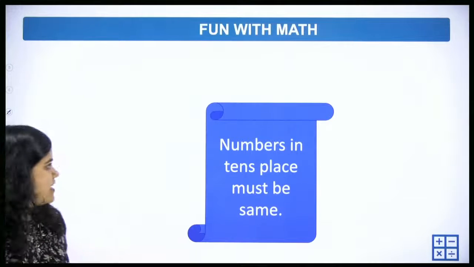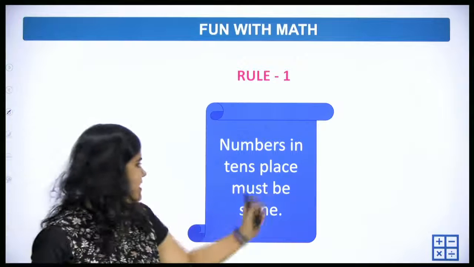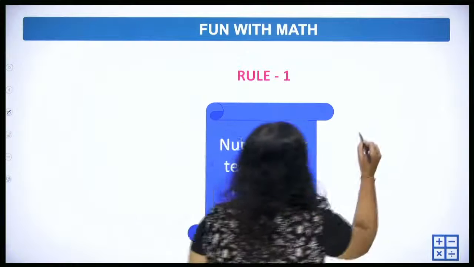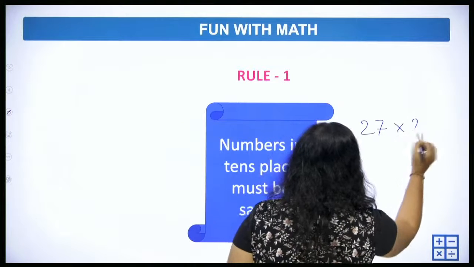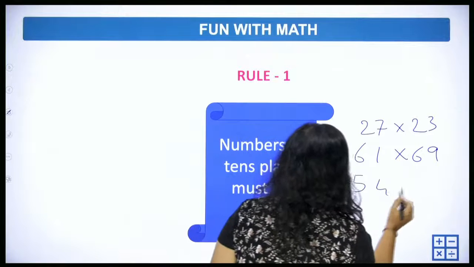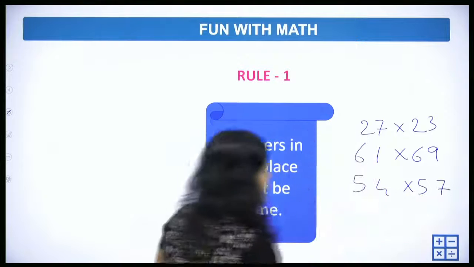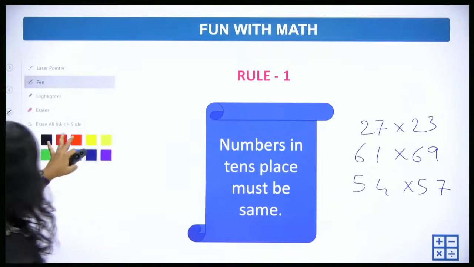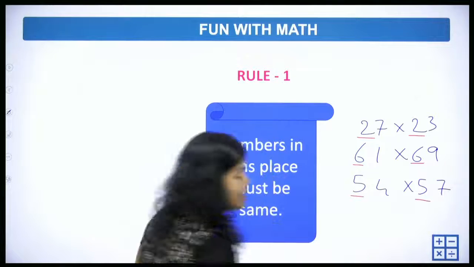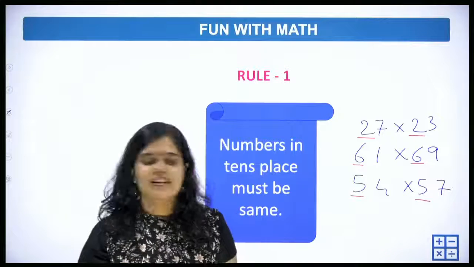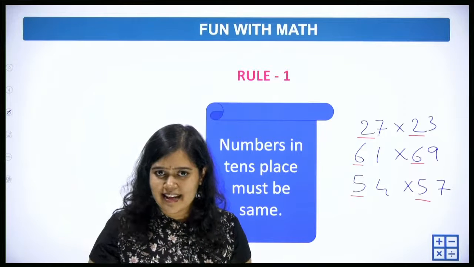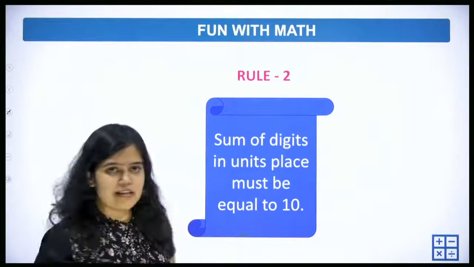Okay, so the first condition is rule 1. Numbers in tens place must be same. If you have observed, all the numbers given are 27 into 23, 61 into 69, 54 into 57. If you see, in all the cases, the tens place digits are same. 6, 6, 5, 5. So that is one of the important conditions. If this condition is satisfied, then rule 1 is satisfied. And is this enough? No. There is rule 2.